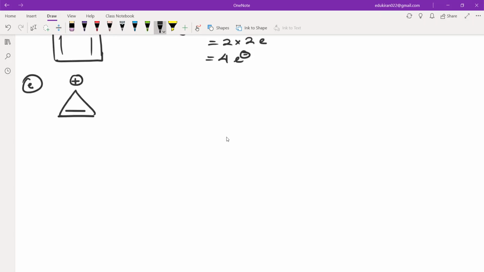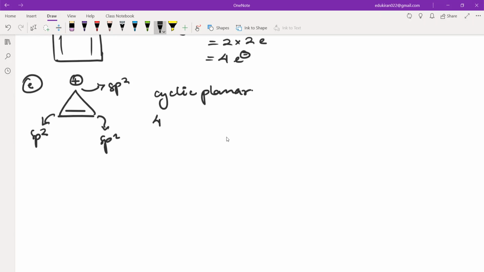A positive charge here, and a positive charge here. Now, this structure is also sp2. This is also sp2, and this is also sp2. So it is cyclic. It is also planar. Now we just have to look at the number of pi electrons. We have only one pi bond. This is a positive charge, and a positive charge does not have any electrons. So the number of pi electrons is 2 electrons.